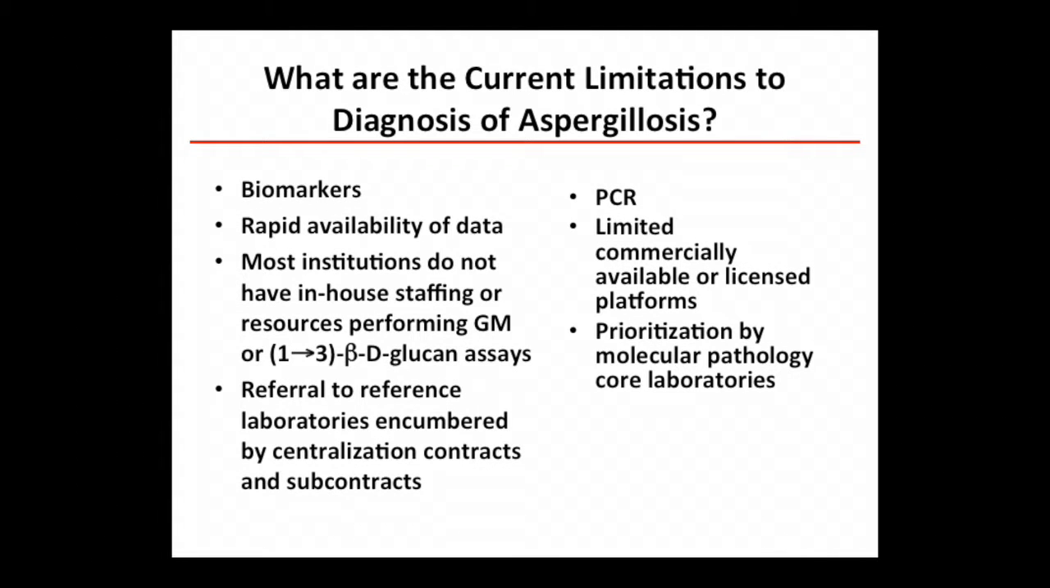But there are some limitations in terms of the biomarkers, and one of them is rapid availability. We've taken numerous polls, and the majority of institutions, both in Europe and in the US, and certainly in Latin America, and in many institutions in Asia as well, and the Middle East, do not have in-house staffing or resources to perform galactomannan or 1,3-beta-D-glucan. It is usually outsourced, and that may take anywhere from 3 to 5 days, even longer depending upon the contractual arrangements, given the increasing centralization of laboratories. And for PCR, obviously, very important critical advances have been made, but we're limited commercially with available platforms.